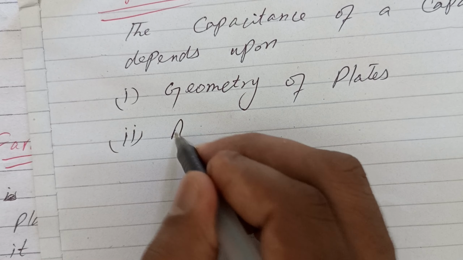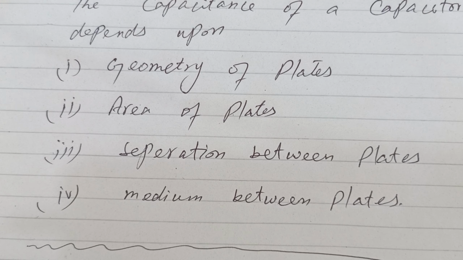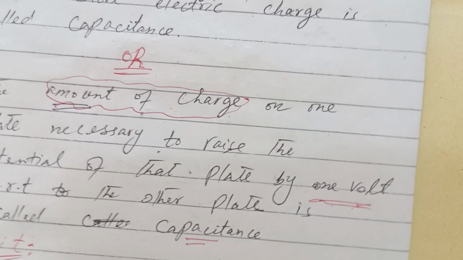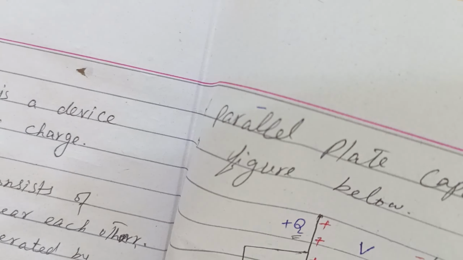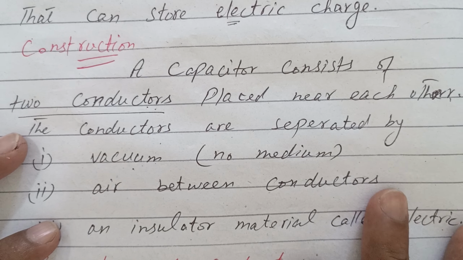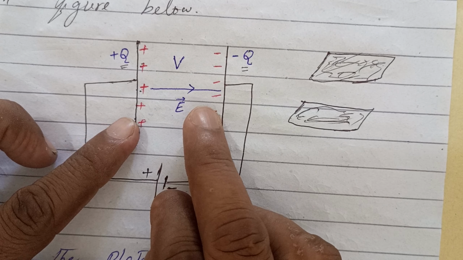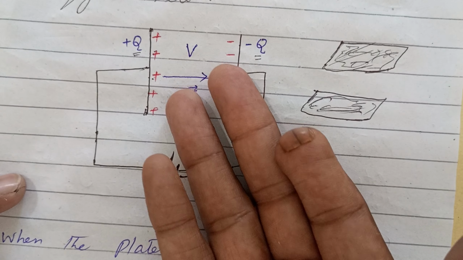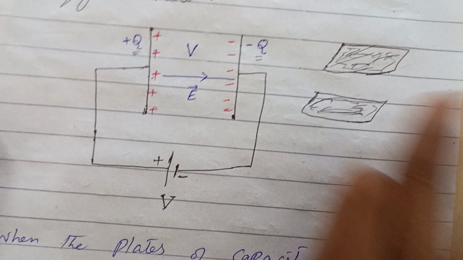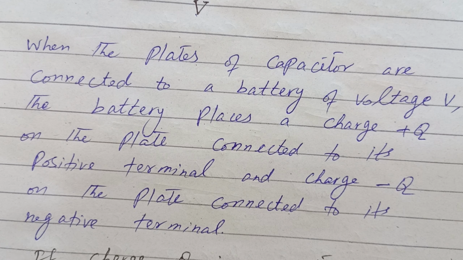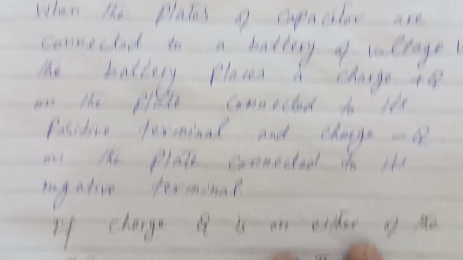In this topic, I have given you the basic introduction of a capacitor. We have seen that a capacitor is a very simple device that is used to store electric charge, and it consists of just two conductors, and the conductors are separated by air, by vacuum, or any other insulating material. In the next lecture, we shall discuss the capacitance of a parallel plate capacitor.